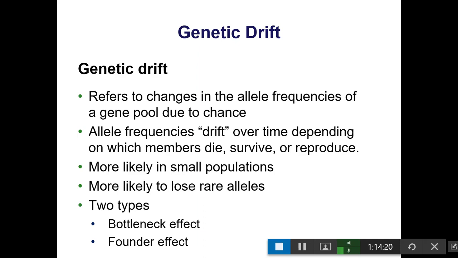So these allele frequencies will then drift over time, that's why it's called genetic drift, depending on which members die, survive, or reproduce. This is more likely to occur in small populations. We're more likely to lose rare alleles. And there are two types of genetic drift, the bottleneck effect and the founder effect.